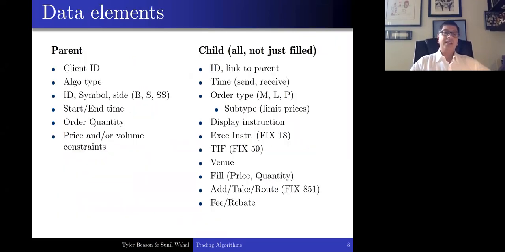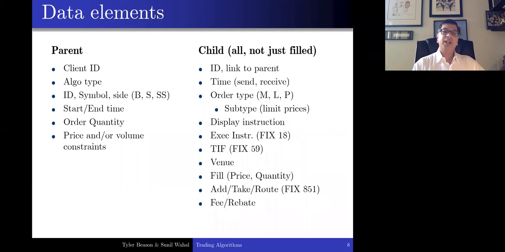So what do we see in these data? At the parent level, we see a client ID that is not reused, so we can track a client over time. Not that we care to, but it is available to us. We see the type of algo that's used. To protect the confidentiality of the firm itself, we're going to disguise the algo type. We'll call it A, B, C, and D. We'll see IDs that link to each child. We'll see a stock symbol, etc. And we'll see buys, sells, and short sales. So that SS moniker that you'll see me use thereafter is short sales. Start and end times, order quantities, prices, volume constraints that I'll talk about in a minute.